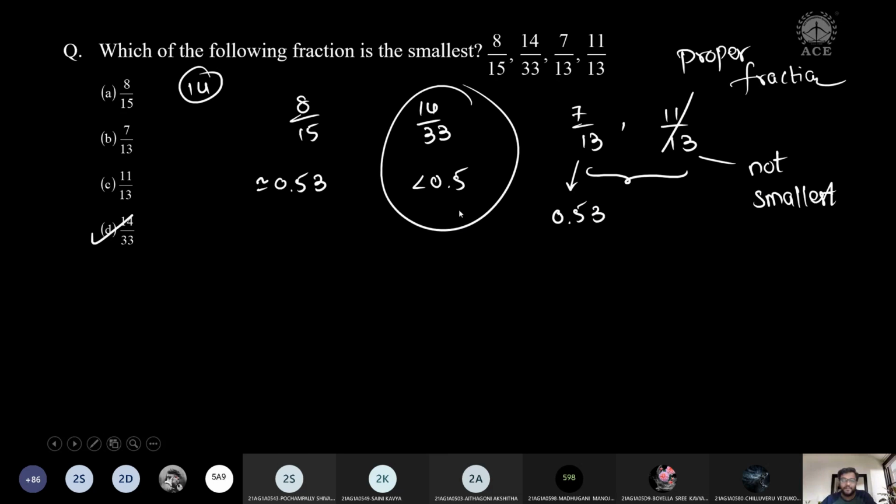Smallest, less than 0.5. You can also convert it to decimals if you have the idea. Half of 33 is 16.5, so this is obviously less than half. This is more than half, this is more than half. So 11 by 13 cannot be the smallest. What else can we do, sir? You can take the LCM of the denominators, but that's a big deal to handle, not easy.